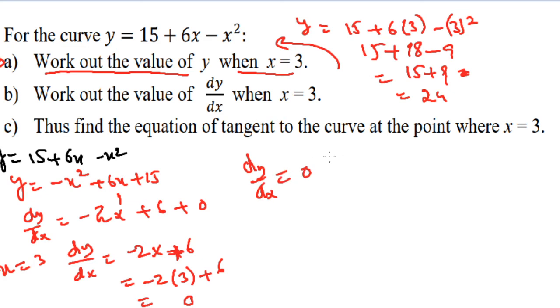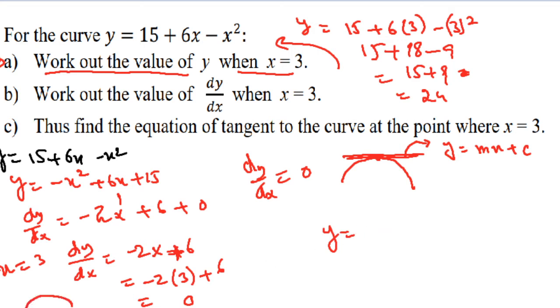Now, last part is part C. They said thus find the equation of the tangent to the curve at the point x is equal to 3. So see, the parabola is opening down. I'm just making a rough sketch here. The parabola is opening down. At this point 3, this is the tangent to this curve. Now, the equation of this tangent is always in mx plus c form. So y is equal to mx plus c. What is the value of m? Already we got m here.